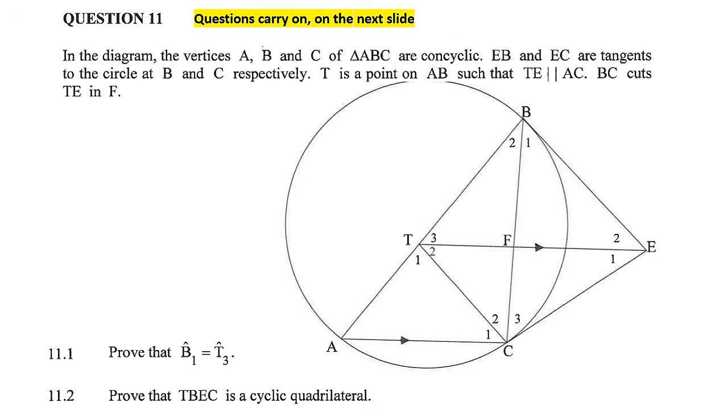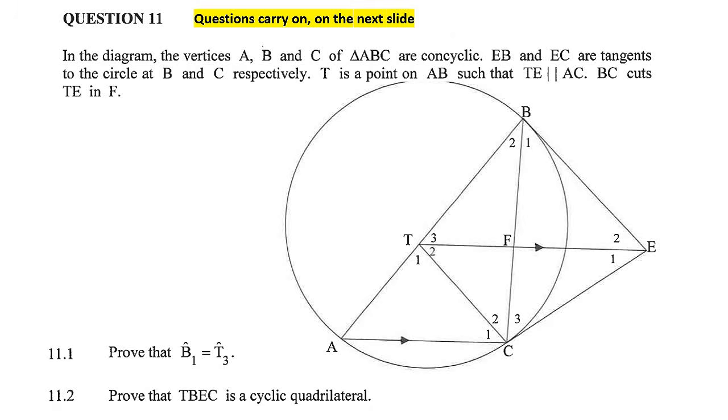In the diagram, the vertices A, B, C are concyclic. Now, I'll be honest with you, in all my years of teaching, I've never heard that word before, so I had to quickly go research it. Don't know why they're trying to be so fancy. It just means they're on the same circle, okay?